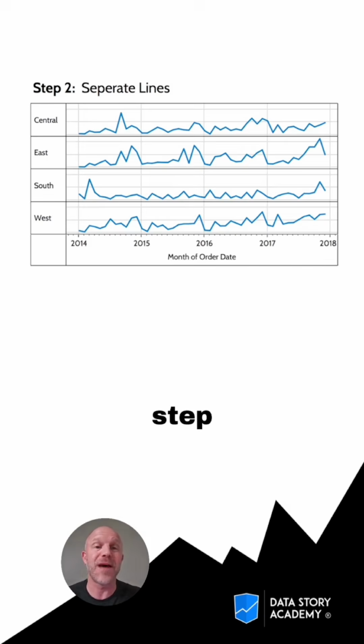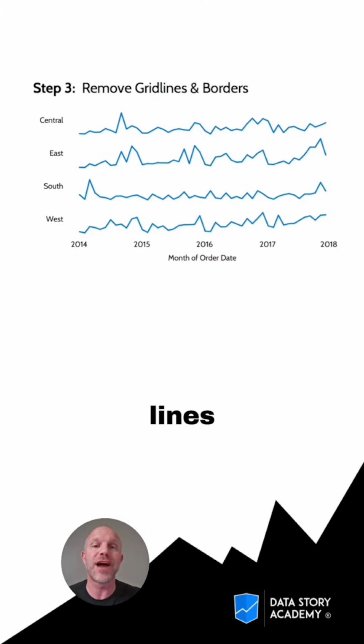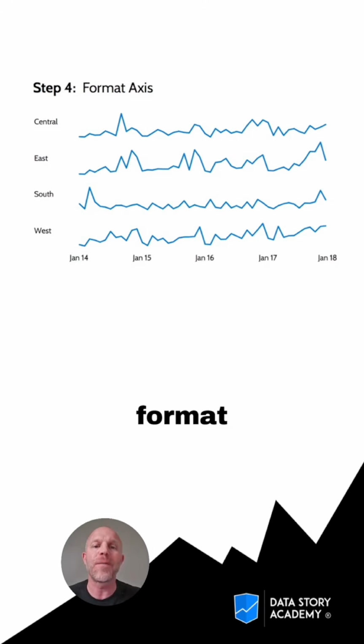Then step number 3, remove grid lines and borders so that your eye is more easily drawn to what I like to call the data ink, or those individual lines. Then step number 4, format the axes so you can see that I cleaned up and formatted the axes, including the month for the first month in every single year in the bottom x-axis.